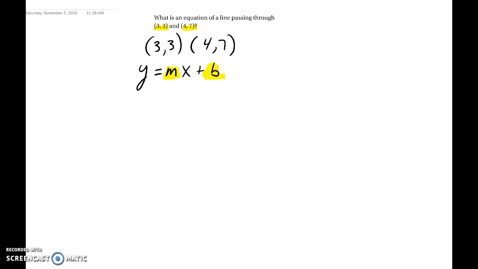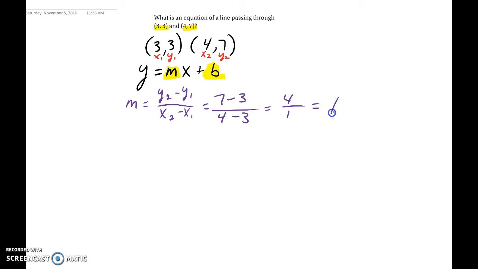That's our equation. So the first thing that we can do is solve for our slope, just like we did in the point-slope form. Because when we're given 2 points, we know we can solve for a slope. So we just label these x1, y1 and x2, y2. Then we solve for our slope. Our slope is equal to (y2 - y1) over (x2 - x1), which is 7 minus 3 over 4 minus 3, which is 4 over 1, or 4.